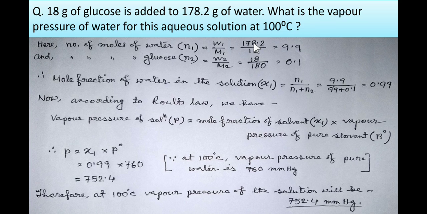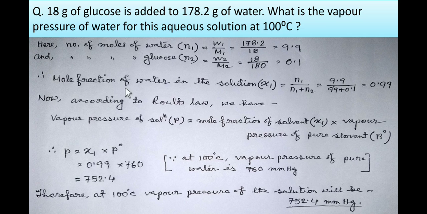Here W1, the weight of the solvent, that is water, equals 178.2 gram, and the molecular mass of water is 18. Therefore the number of moles of water in the solution becomes 9.9. Similarly, the number of moles of glucose, N2 equals W2 by M2, where W2 is 18 and the molecular mass of glucose is 180. Therefore the number of moles of glucose equals 0.01.